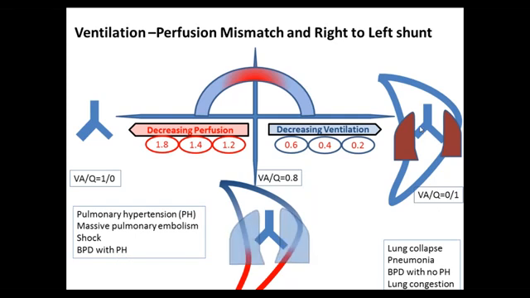On the other hand, when you have reduced ventilation up to significant right to left shunt, which is extreme, you have 100% right to left shunt. It means that you have the blood passing through the lung without getting any oxygen. So blue blood coming to the lung and getting out as blue as well. There is no oxygen saturation to maintain oxygenation of the tissues. In this condition, you have lung collapse, pneumonia, chronic lung disease with no pulmonary hypertension or lung congestion.